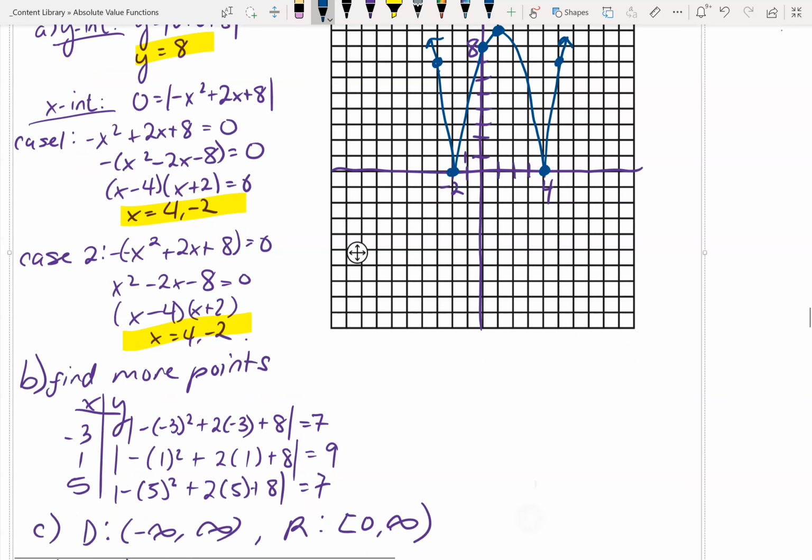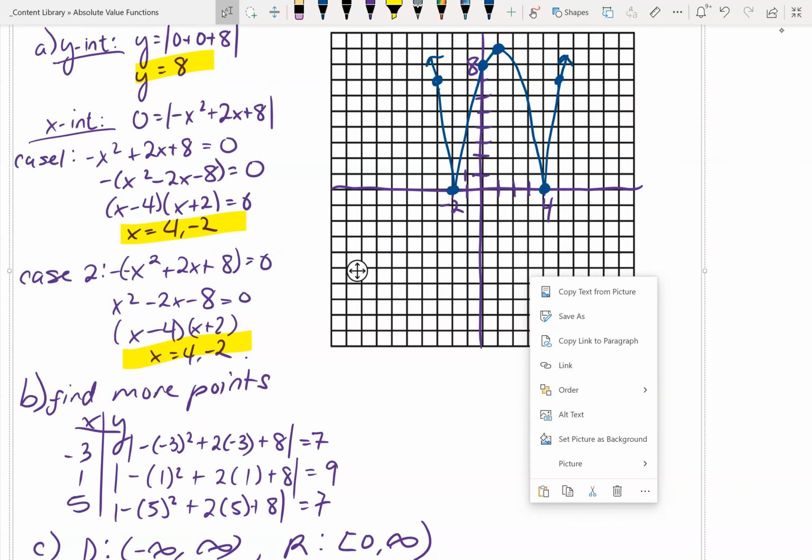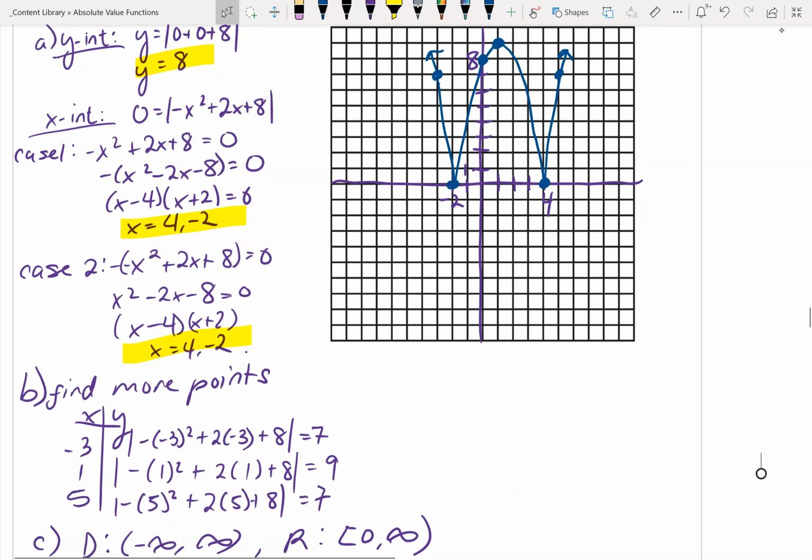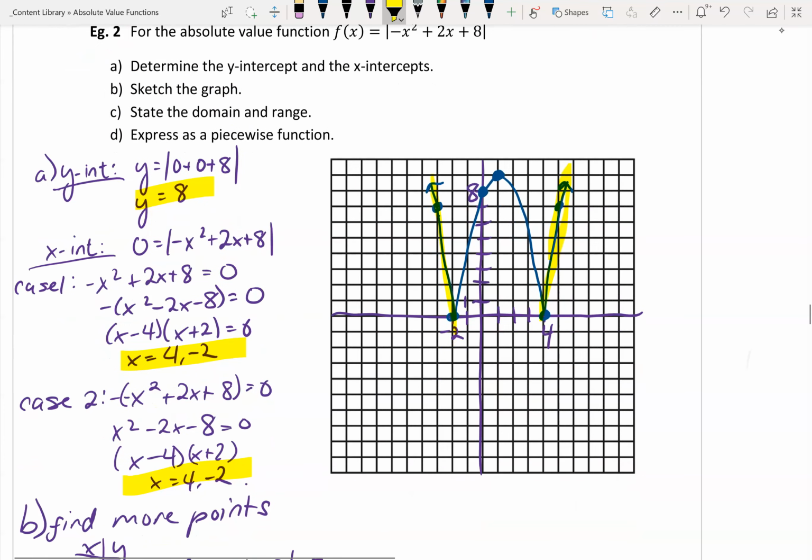Our domain can be anything. Our range, our lowest y value is 0, and it goes on to infinity. Lastly, we're going to write our function as a piecewise function. Our invariant point is located at x equals 1. Now we're going to write the piecewise function for this graph. Got to be careful about this. There are 2 variations just looking at case 1 and case 2 of our x-intercept.